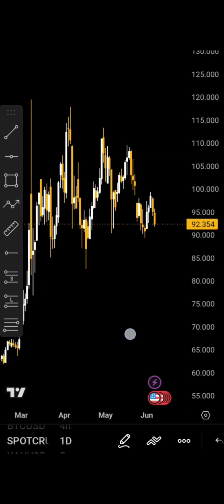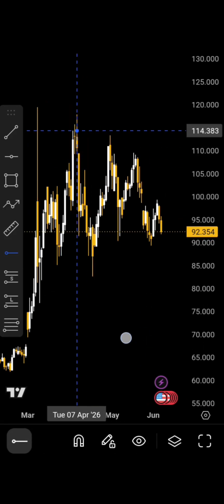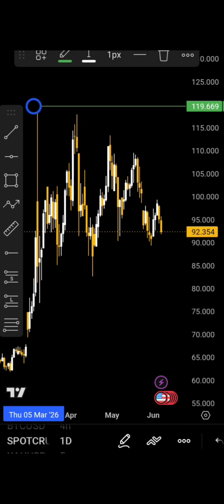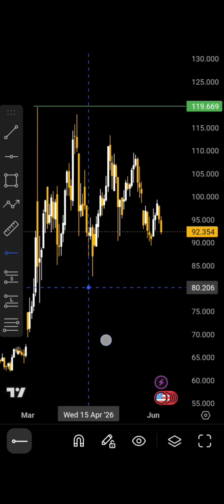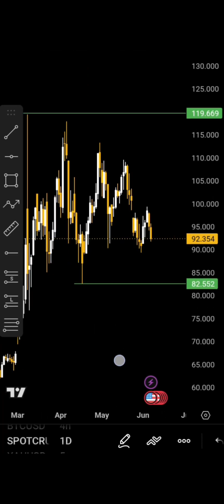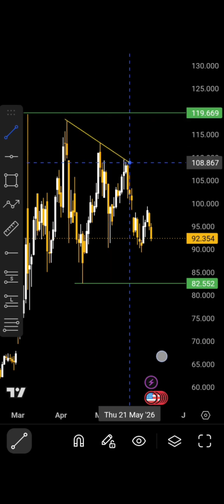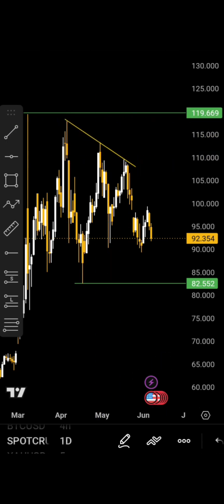So on the daily, we can see that we have a high. The highest point that we have is up here, and the lowest point that we have in this range on the daily is here, right? That is what we have, and we can see that there is a trend line forming here, telling us that price is in a downtrend.